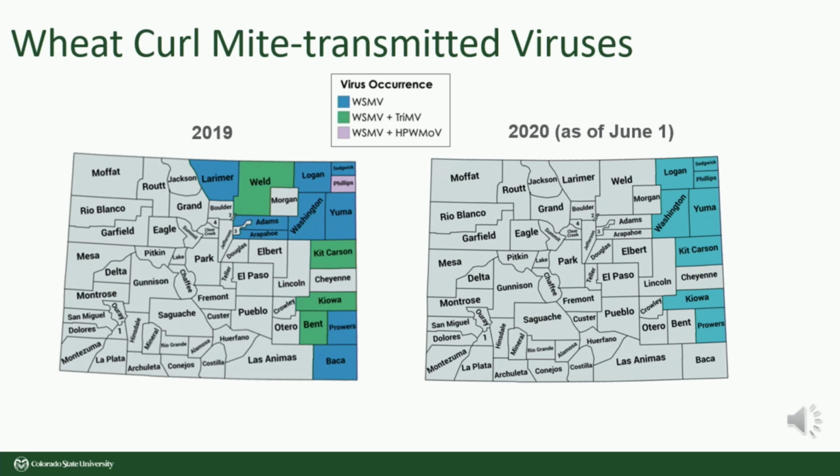But the good news for growers is that in Colorado, single infection, only wheat streak mosaic virus, is more predominant, whereas in regions like the Texas Panhandle, they have these mixed infections. And that is a problem because when you have mixed infections, you're likely to have the synergistic interaction between the viruses, resulting in greater yield loss.